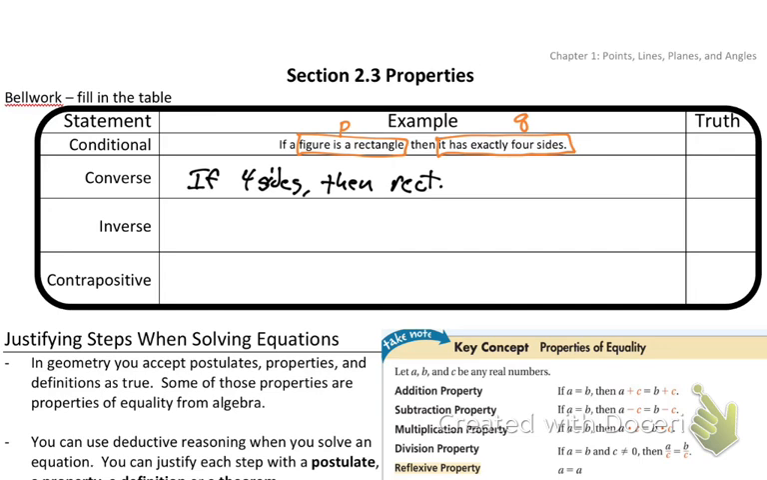That is your converse. Your inverse, you keep it in the same order, but what do I add to it? I keep it in the same order. I just add kind of one word to it. Not. I need to add not to it. So it should be the same exact order, but with not in front of it. So we keep the hypothesis in the same place. So that's if a figure is a rectangle. So this is going to be if not rectangle, then not 4 sides.